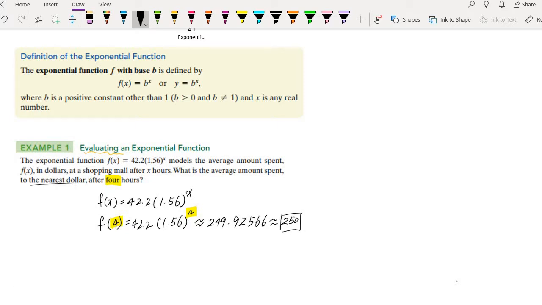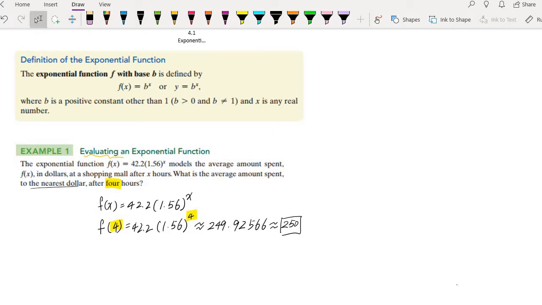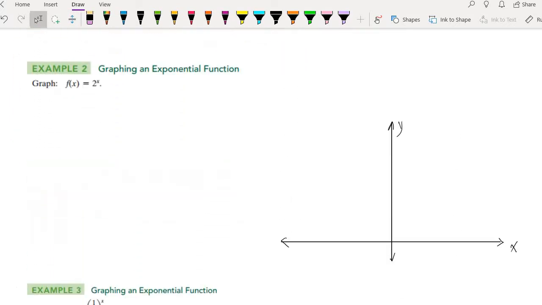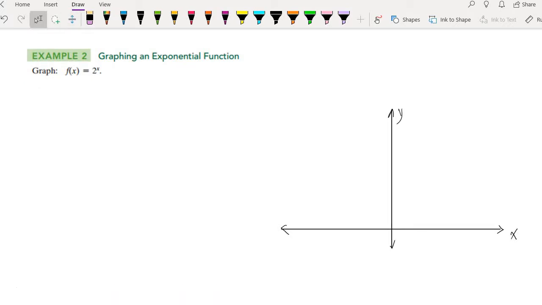So basically, anytime you talk about evaluating, all you have to remember is, okay, this most likely means I'm going to plug in. Let's go ahead and work on example 2. Example 2, I want to graph the exponential function. So we have f of x equal to 2 to the x power.